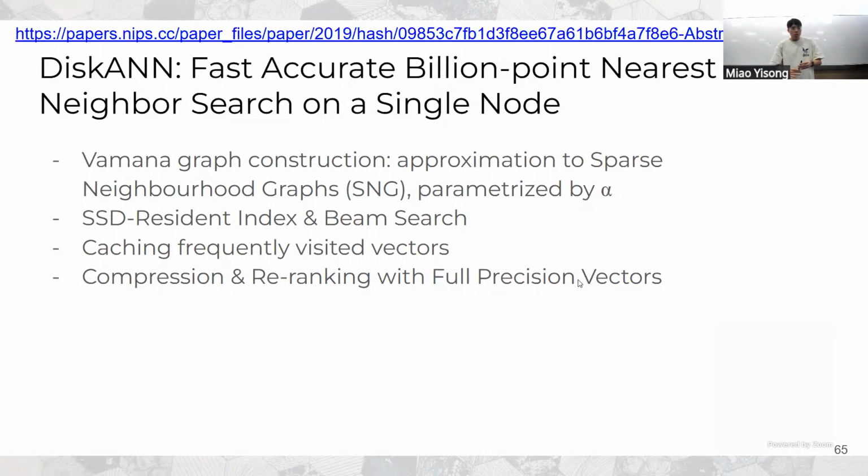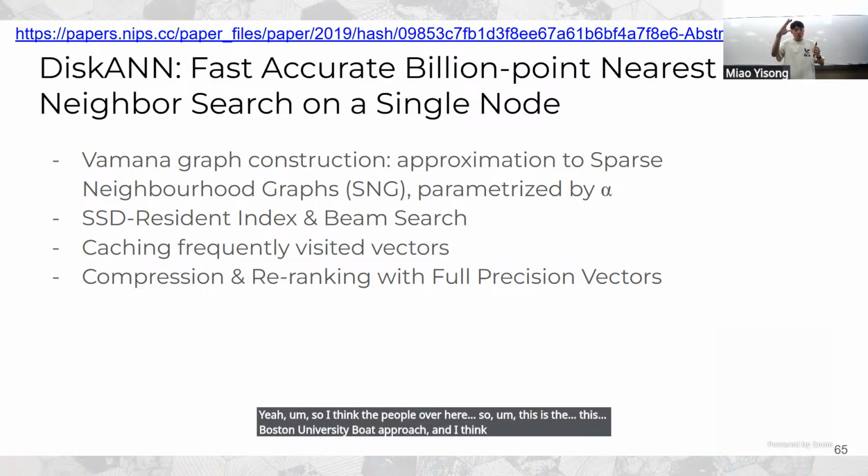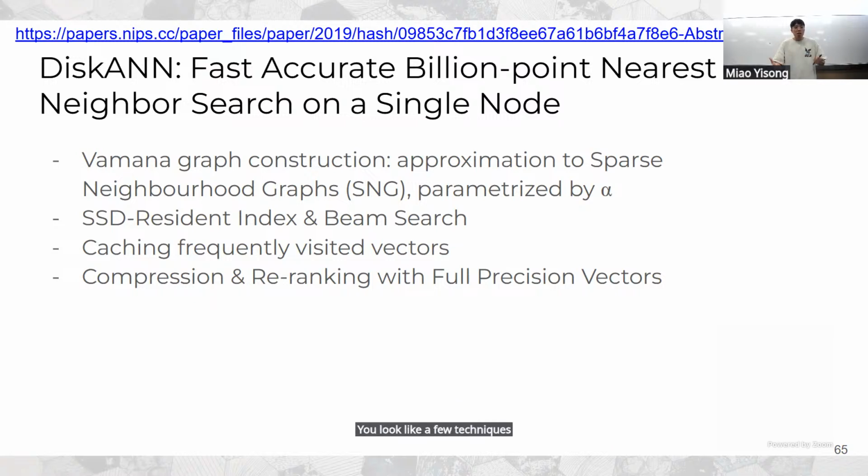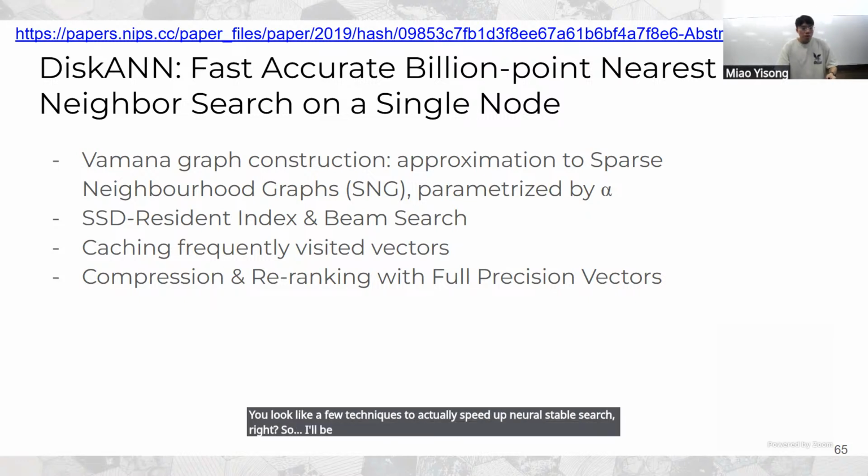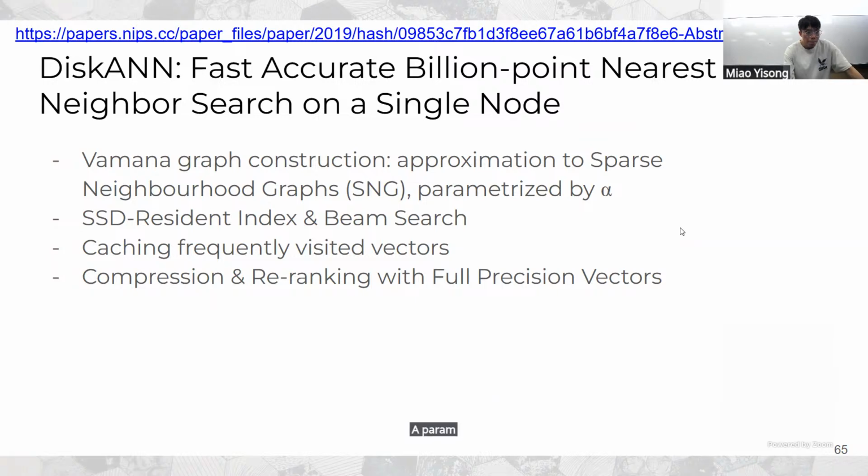Yeah. So I think the paper over here describes an approximate nearest neighbor approach, and it uses a few techniques to speed up nearest neighbor search. I'll be going through some of them: the randomized neighborhood graph, as well as the SNG, the fast neighbor graphs parameterized by alpha.